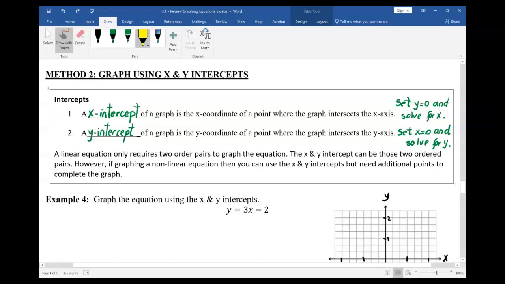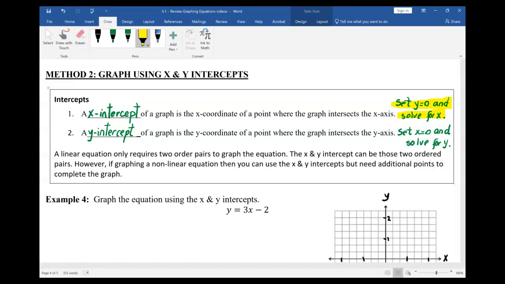Section 3.1, Graphing Equations, Method 2, Graphing using x and y intercepts. The x-intercept of a graph is the x-coordinate of a point where the graph intersects the x-axis. To find the x-intercept, we have to set y equal to 0 and solve the equation for x.